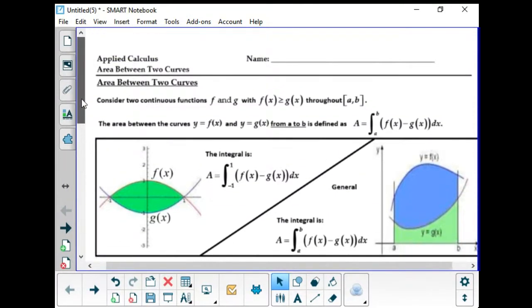Let's talk calculus. Alright, so we're going to go area between two curves. And chat is open if you want to throw something in chat or if you need to raise your hand and I can give you a mic.